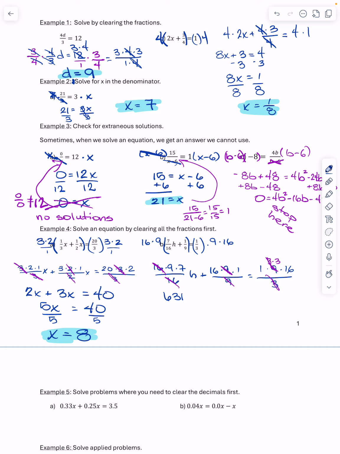I get 63h plus 16 equals 3 times 16, which is 48. I'm going to subtract the 16 from both sides. I get 63h equals 32. Divide both sides by 63, and I get an answer. It's not super pretty, but it's also not one I really want to check. But we could if we wanted to. 32 over 63.